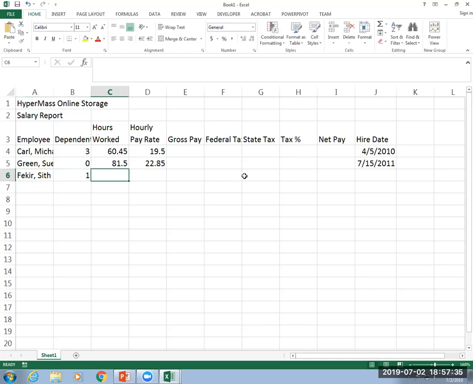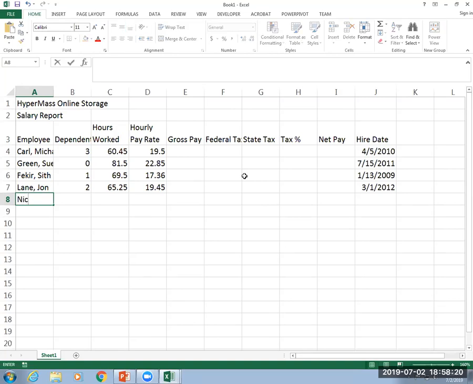And then Sith is 1 dependent, 6950, 1736. Whoops, $17.36, not $1,700.36. Yeah, $17.36. 11309. And then we have Lane, John, 26525, 1945, 3/1/2012.